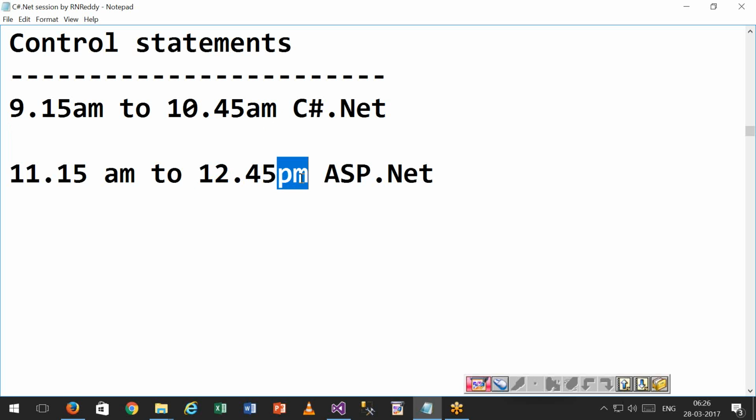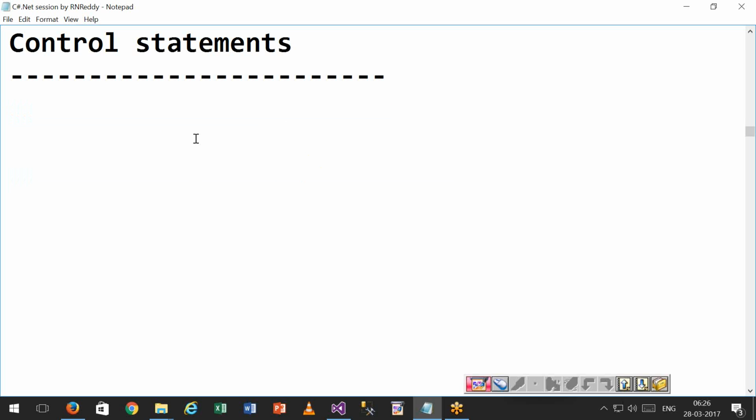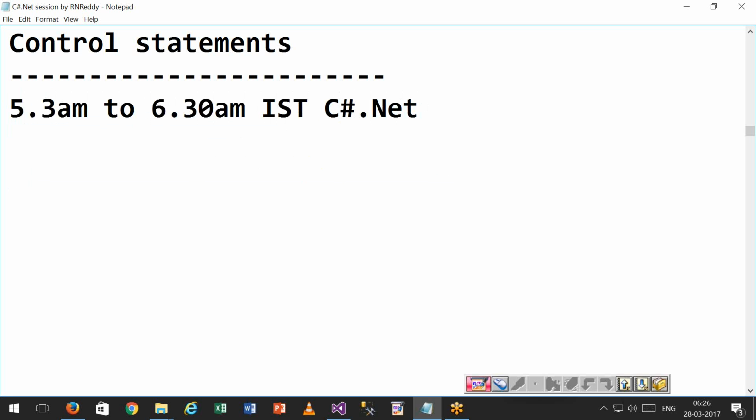So, if you are interested, my plan here is 5:30 a.m. to 6:30 a.m. IST, C#.NET, and then 7 a.m. to 8:15 or 8 a.m. IST, ASP.NET, not immediately but after a couple of sessions. 1 hour and 1 hour, simultaneously, the syllabus will run fast. This is my plan. Is it okay?